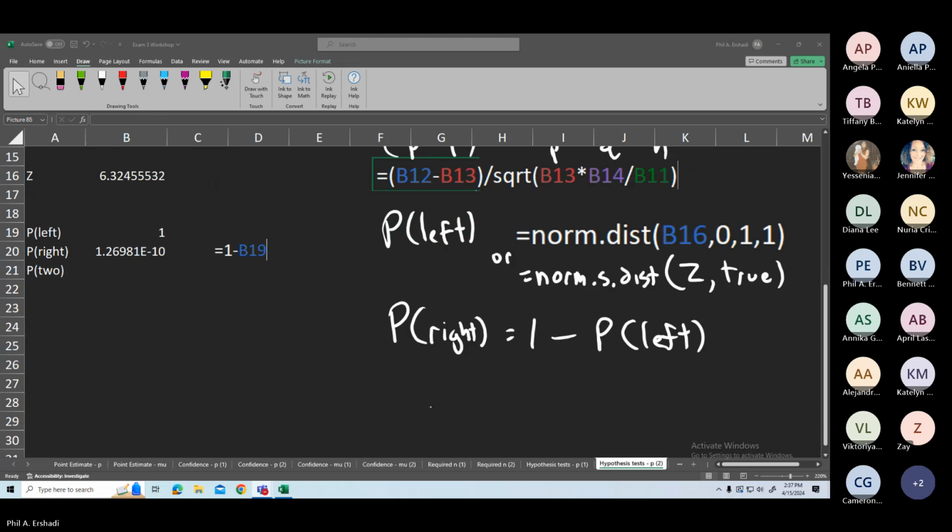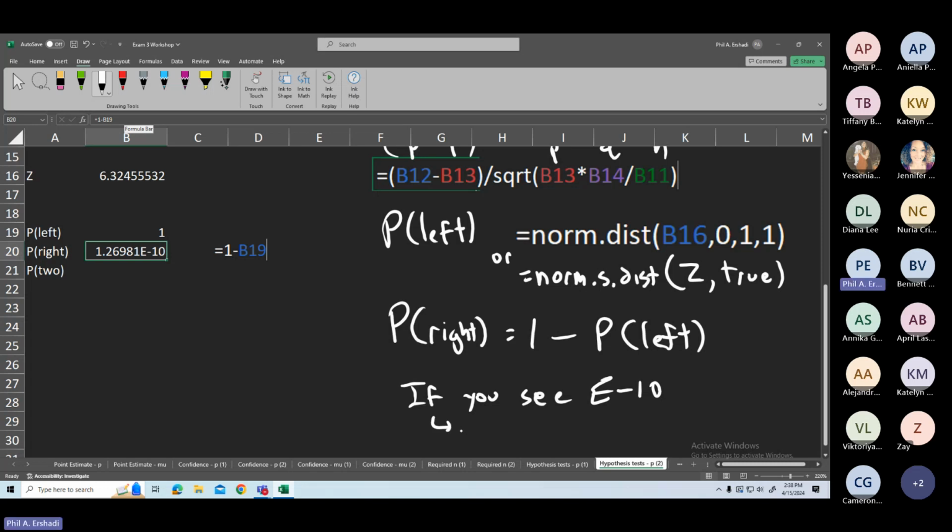So also notice that if you see E notation, I know some people when they see this, they get a little weirded out. If you see E and then -10, that just means you have a really, really small decimal. It's a decimal so small, it's almost 0, but not quite.